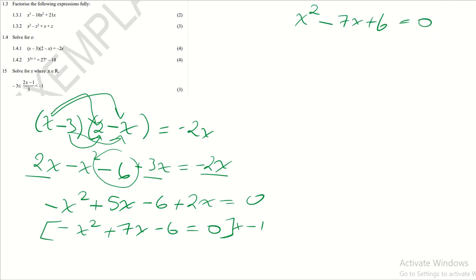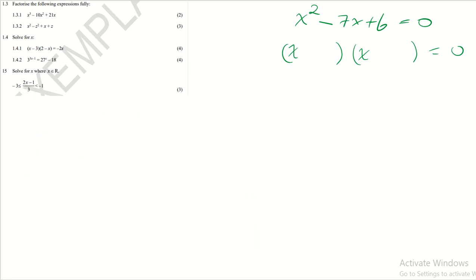So I want to find factors of 6 such that when I add them, they give me negative 7. So I have x, then this is 6. Let's write down the factors of 6. 6 is 1 times 6, it's 2 times 3.